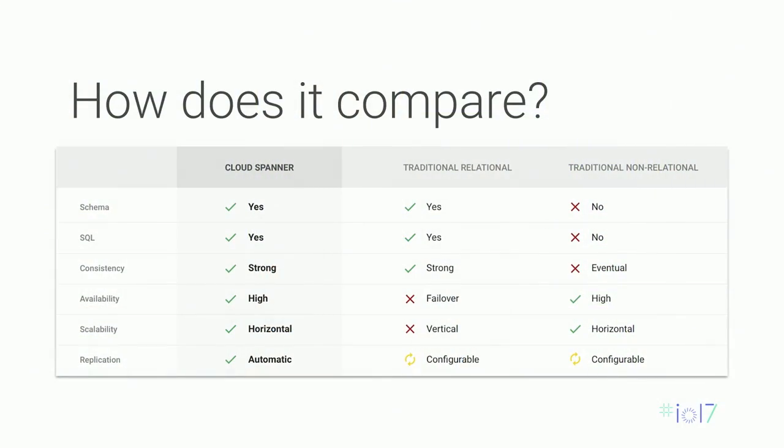Now, how does this compare to your NoSQL solutions? So NoSQL solutions, no schemas, limited SQL or NoSQL, eventual consistency. You can get high availability because you have a distributed system because you can scale horizontally, but you still have to worry about configuring your replication. So Spanner allows you to have the best of both worlds in a single solution.